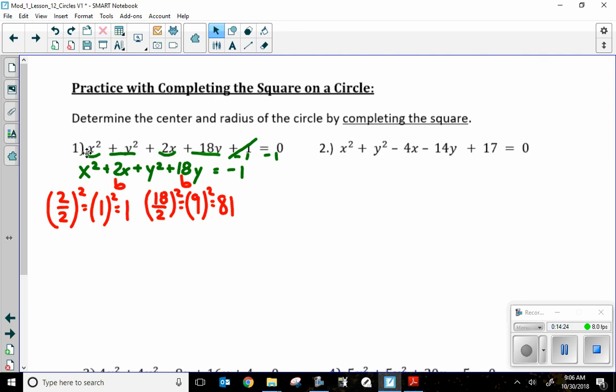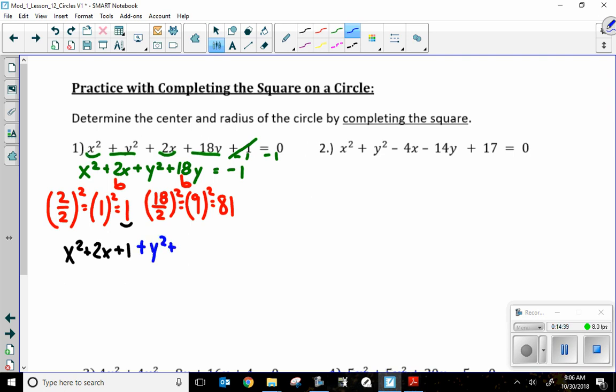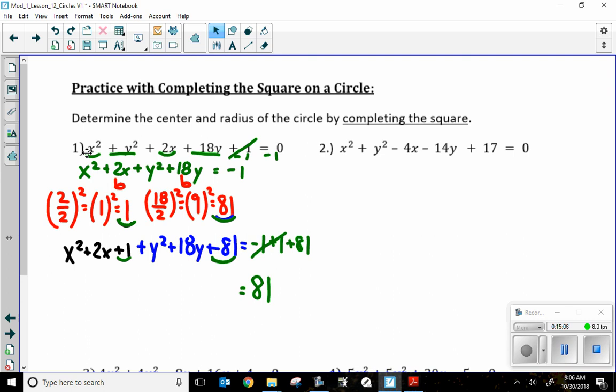Okay, so let me take those two numbers. This is for my x: I've got x squared plus 2x plus 1. And now let me do the y's: plus y squared plus 18y plus 81 equals. I had negative 1, but now I want to still add 1 because I did that here. I have to do it to the other side, and add 81 because I did that to the left side. My positive and negative 1 on the right are going to cancel, and I'm going to end up with just 81 on my right-hand side.